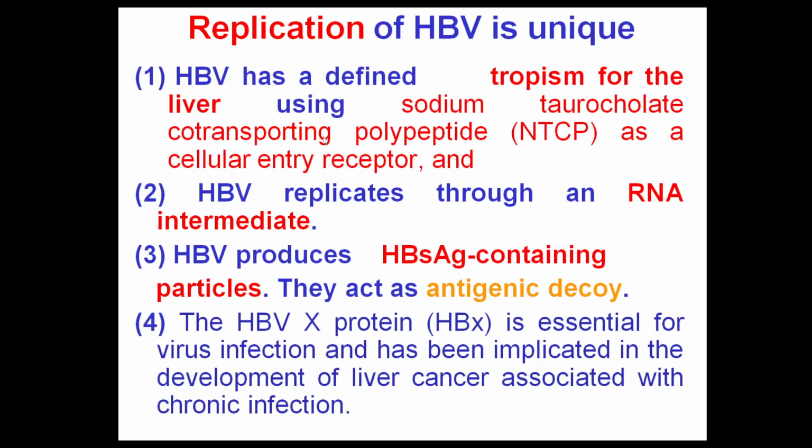And another very important property: hepatitis B, do you remember, is a DNA virus, but it replicates through an RNA intermediate. That is also unique. Then hepatitis B virus produces hepatitis B surface antigen containing particles. As I said, they act as antigenic decoy for protective antibodies. And the hepatitis B virus X protein is essential for virus infection and has been implicated in the development of liver cancer.